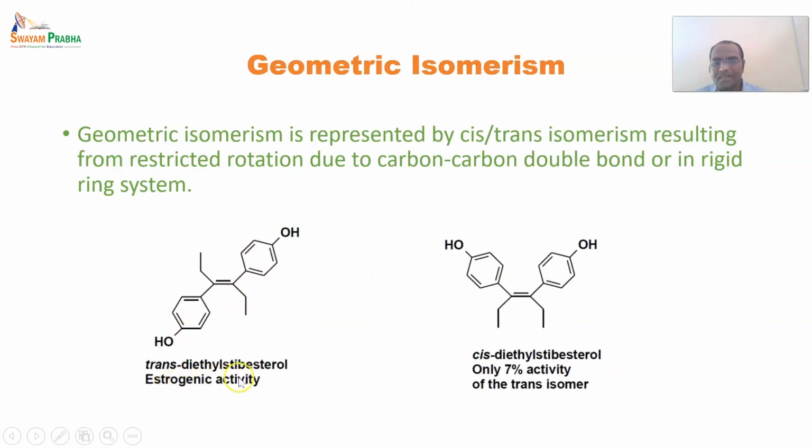And regarding estrogenic activity, when this molecule shows estrogenic activity, it is one of the drugs responsible for sexual hormone production. When it comes to cis, it has minimum activity, only 7% activity compared to the trans isomer.